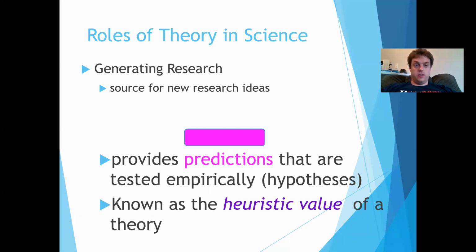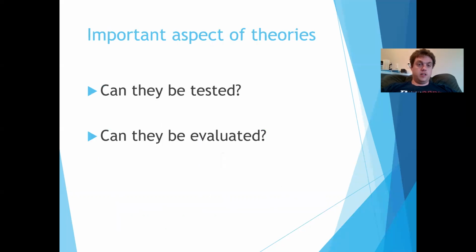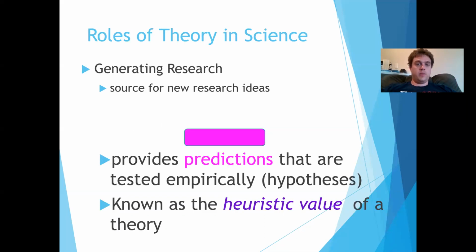So theories obviously should also generate new research ideas. Again, just building up this idea here about whether a theory can be evaluated or not. If it's a good theory, it should be testable, leading to new research ideas, and it provides predictions that are tested empirically. And this is known as the heuristic value of a theory.